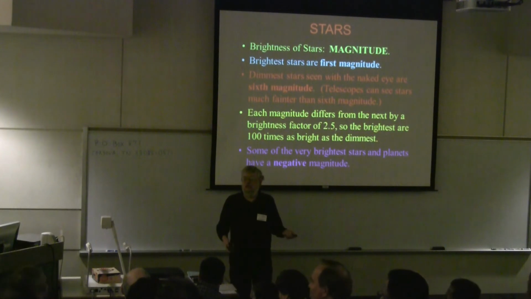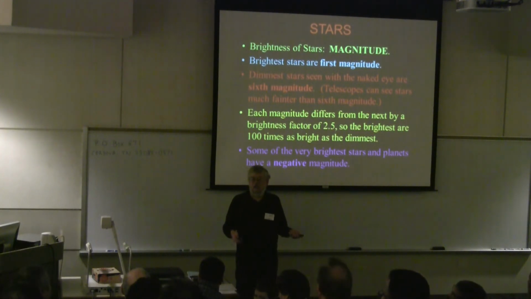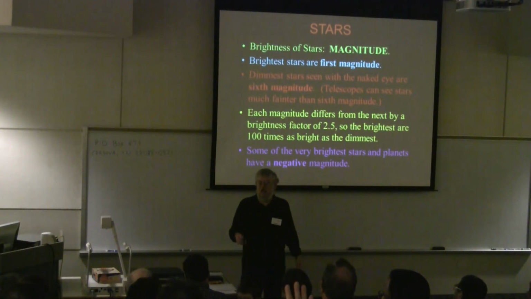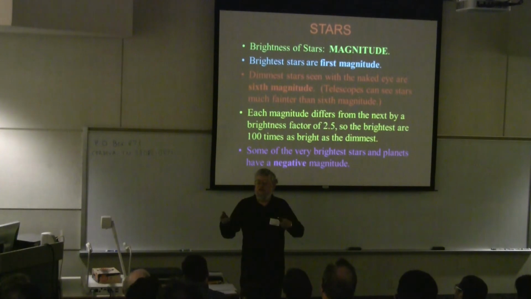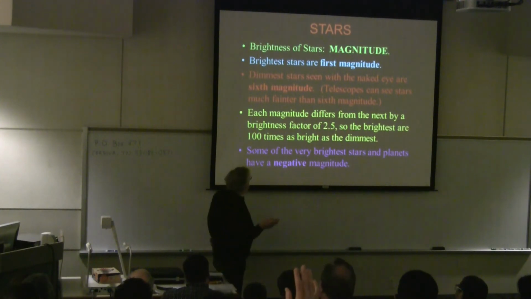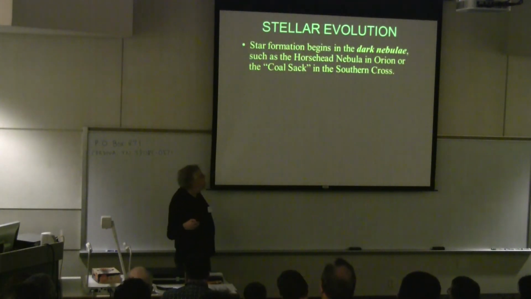Yes, sir. The brightness is not an inherent quality of the star, it's how bright it is to us. Yes, exactly. We have other words for that, like luminosity or absolute magnitude when we're talking about how bright it really is, but how bright it appears in the sky is the apparent magnitude, and tonight it's just the magnitude.